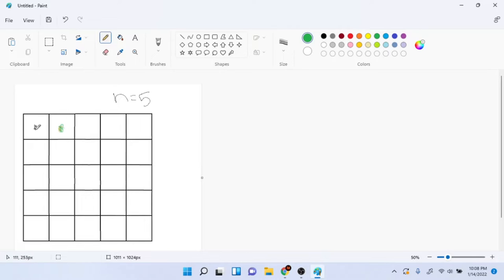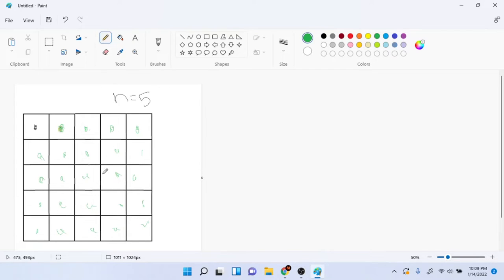So if I put one piece here for the first piece, how many different ways can I put the second one? I could put one here, or another one here, either this one or this one. Or the second piece, I could put it here, or another here, or another here. And then I just count: this one, this one, this one, and so on, right?